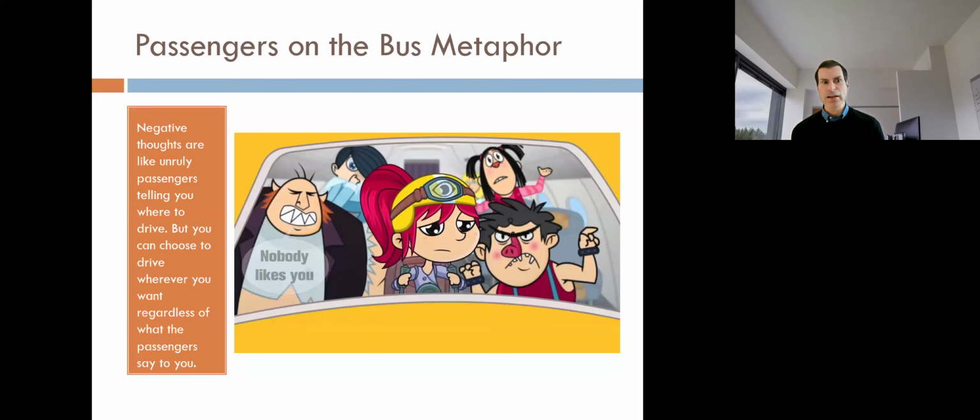So this metaphor basically says, you've got these negative thoughts, and they're your unruly passengers, and they're telling you what to do, and they're causing disruption on your bus, but you still have that control as the driver to go where you want, regardless of what the passengers say, even though you might hear them protest. And sometimes you might like the passengers and sometimes you might not, or often there's going to be a mix of ones you like and ones you don't like. But how can you still drive your bus in the way that is going to work for you?